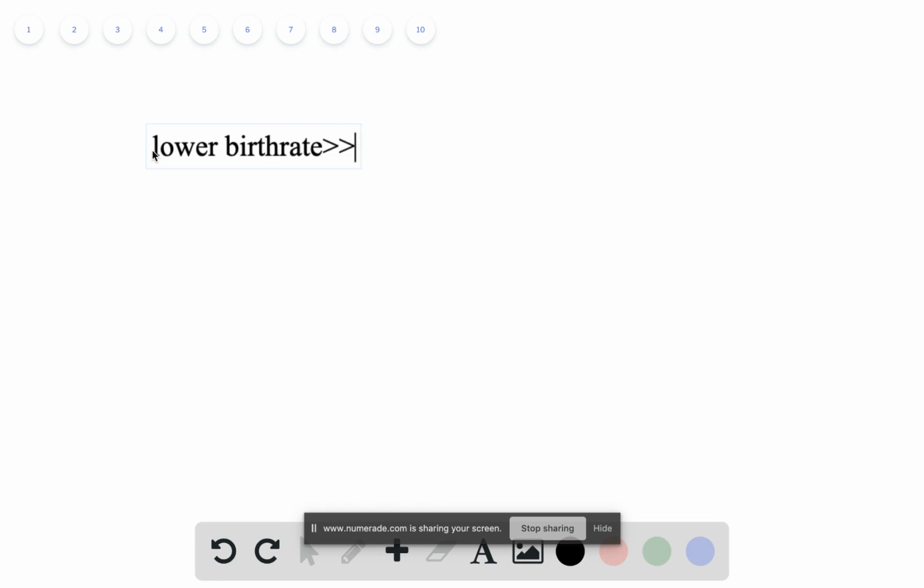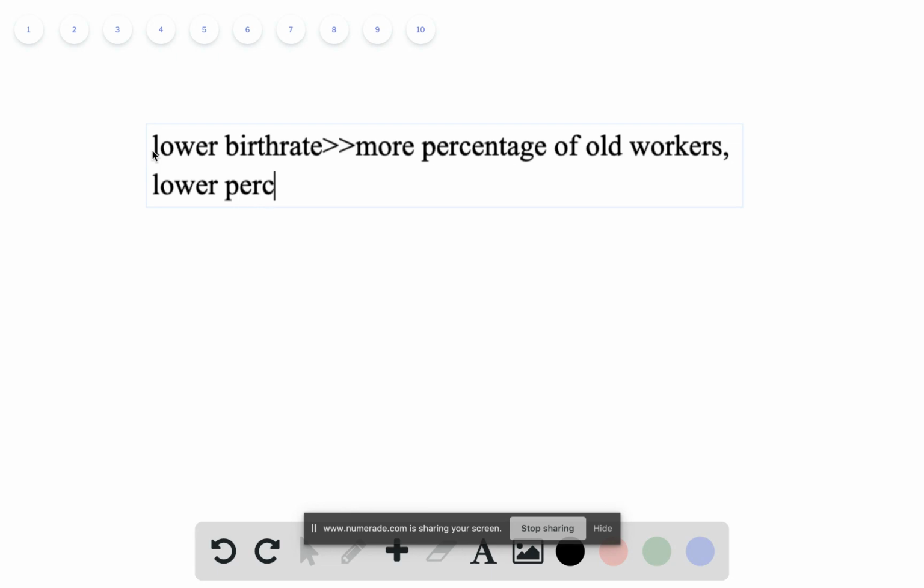So a lower birth rate means that we have less workers in their 20s and 30s, right? And a higher proportion of workers in their 60s and 70s, or even older. But we know that we have a higher percentage of old workers, but a lower percentage of young workers.